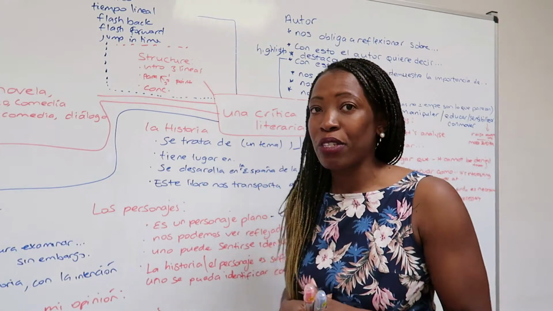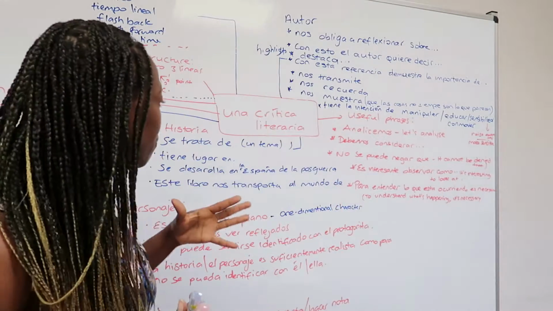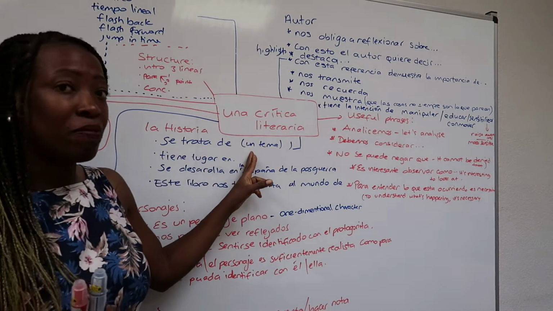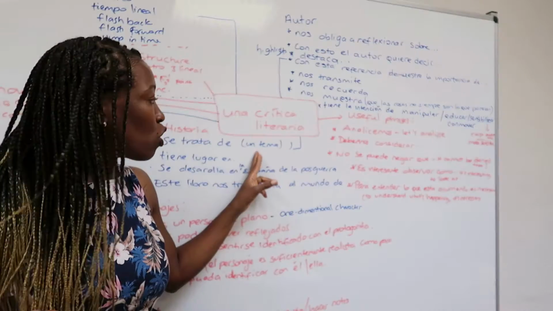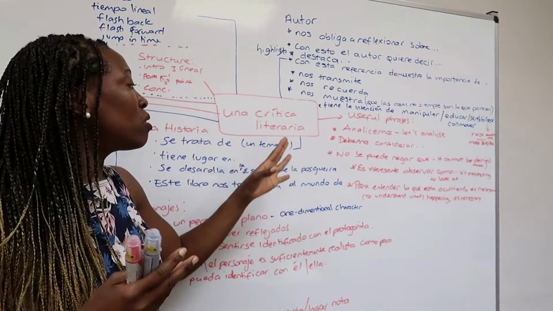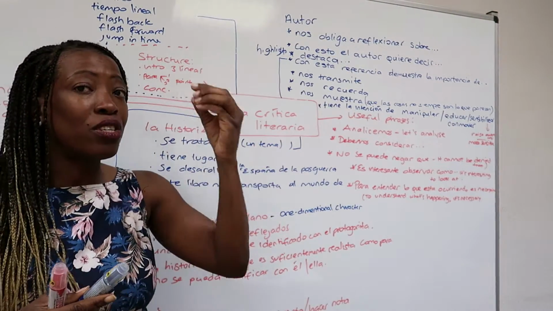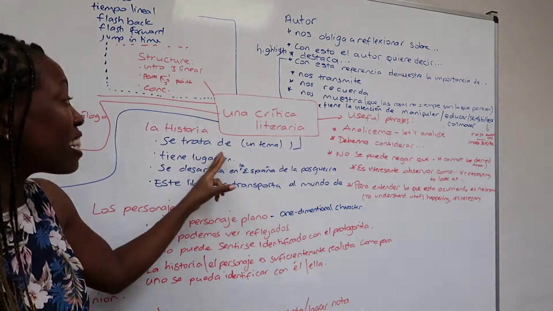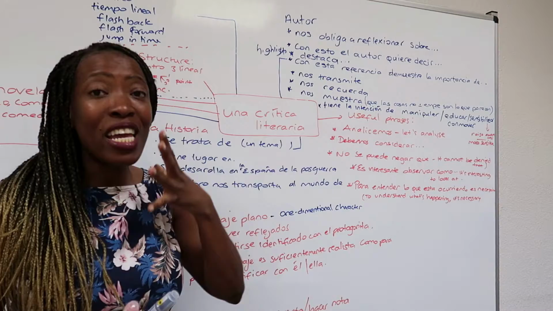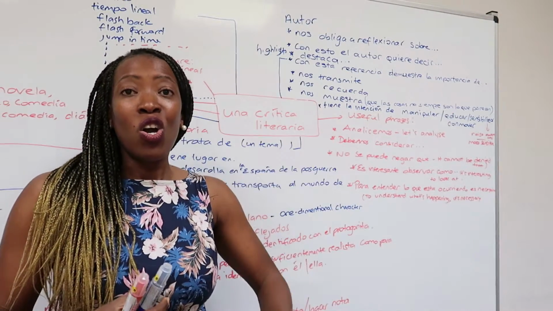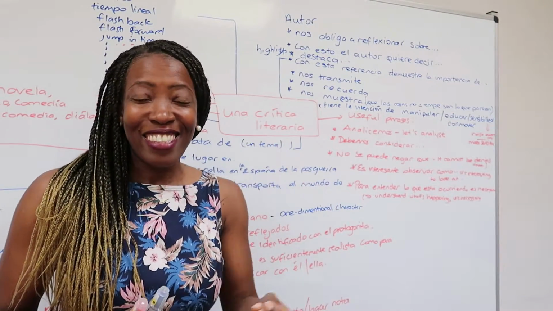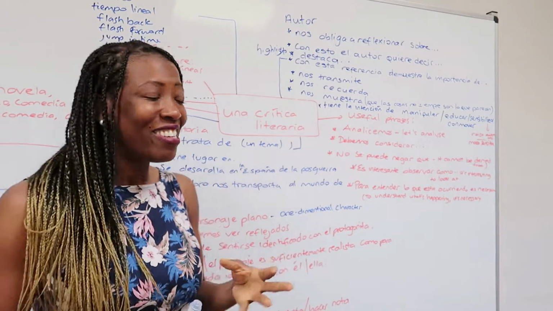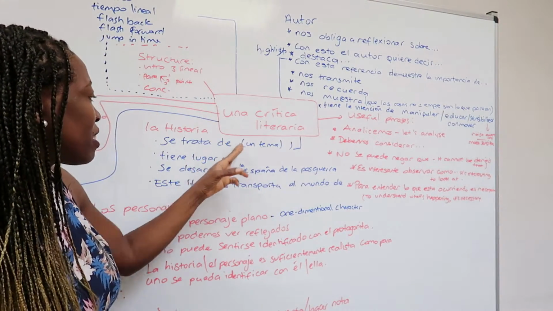What's the story about? ¿De qué va? This is a nice way to start. Se trata de, and then you would put the topic. Se trata de translates to it's about. The story is about. La historia se trata de un matrimonio. It's about a husband and wife, un matrimonio, whatever it is, se trata.